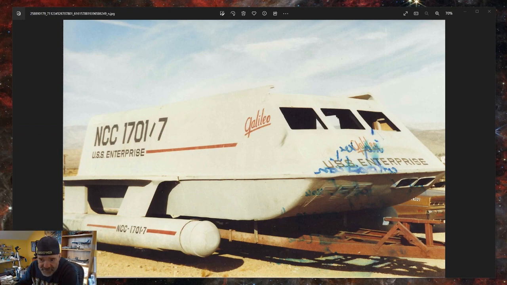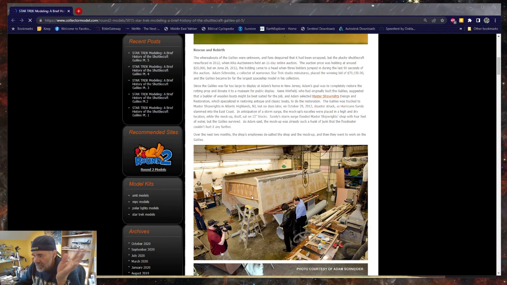And I'll show you some pictures of that being restored. I'm using this website, collectormodel.com, just to show some of the documentation of the restoration. Okay. So this is the shuttle during its restoration, and it's the same shuttle that we just saw, that junk heap sitting on the trailer. All right.